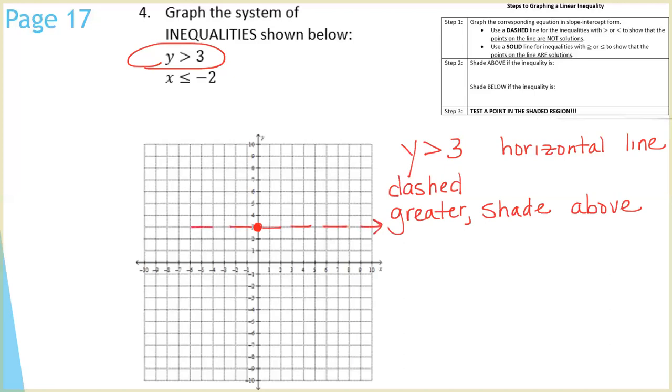So I'm picking up my little pencil when I'm graphing this line. And now I'm going to shade the area above, because this is where y is greater than 3. If I shade it below, well, these numbers on the y-axis are less than 3. So we're going to shade above.